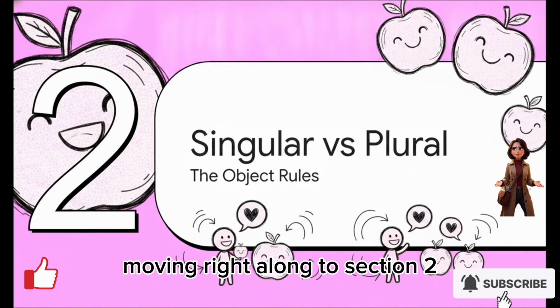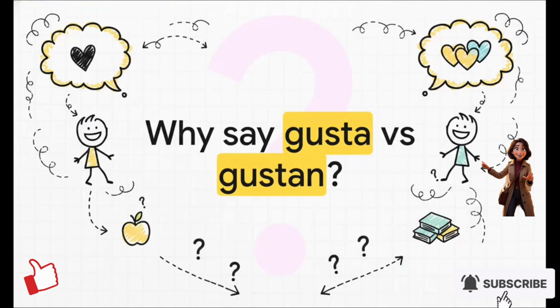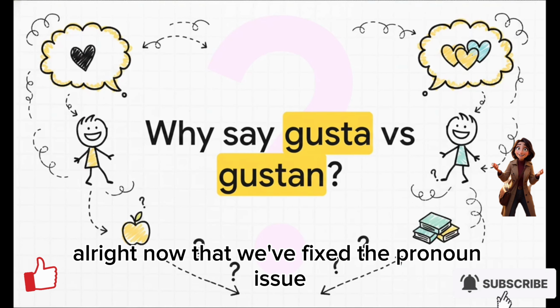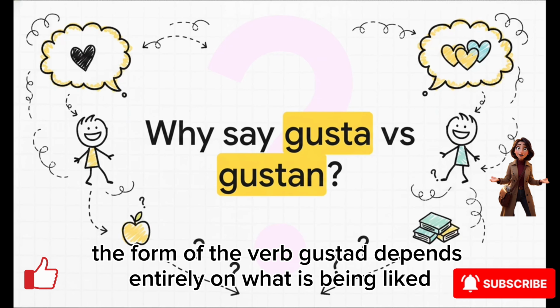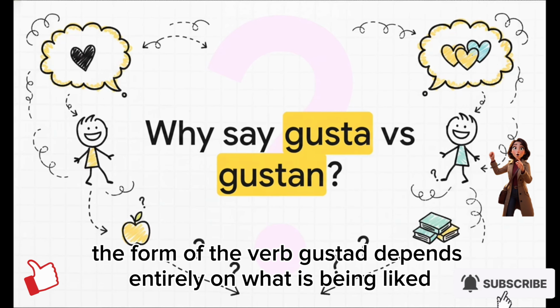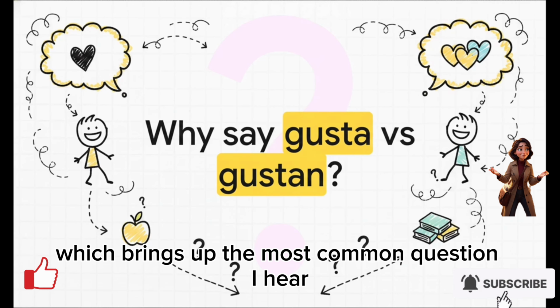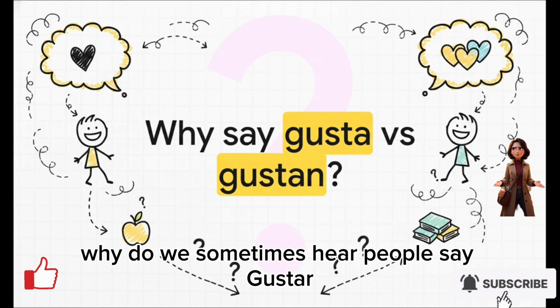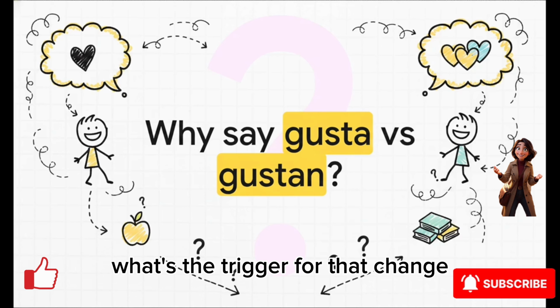Moving right along to section 2, singular versus plural, the object rules. All right, now that we've fixed the pronoun issue, let's look at where the real magic happens. The form of the verb gustar depends entirely on what is being liked, not who is doing the liking, which brings up the most common question I hear. Why do we sometimes hear people say "gusta," and other times we clearly hear "gustan" with an N right at the end? What's the trigger for that change?